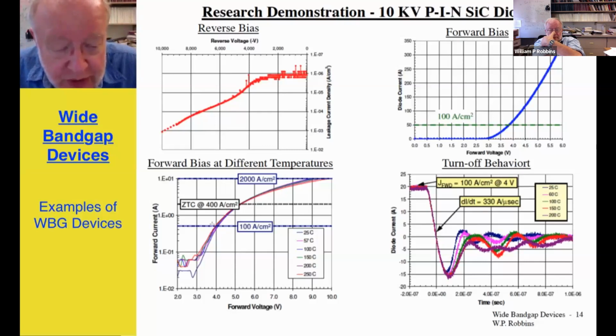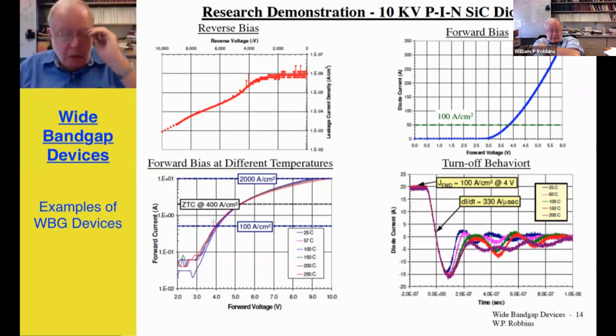This chart shows the forward bias capabilities at various temperatures: 100 amps per square centimeter, 400, 2000. Here are the various temperatures, and the thing to note is all of these track very well together as a function of the forward voltage, and thus paralleling these as a function of temperature would seem to be possible.